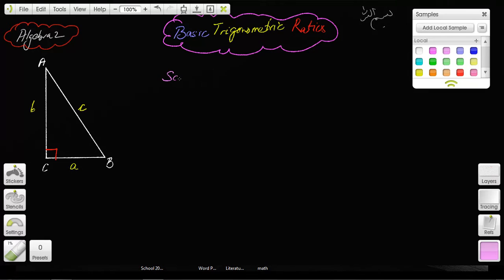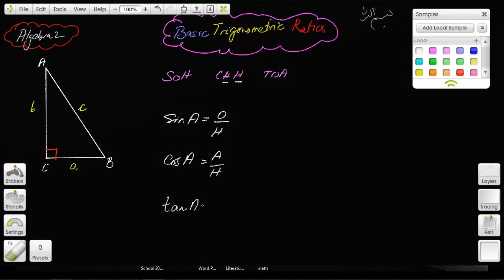So if you recall, SOH CAH TOA. Now this mnemonic helped us memorize the basic trigonometric ratios of sine, cosine, and tangent. So let's start with angle A. Sine of angle A was defined as opposite over hypotenuse, and cosine of angle A was defined as adjacent over hypotenuse, and tangent of angle A was defined as opposite over adjacent.